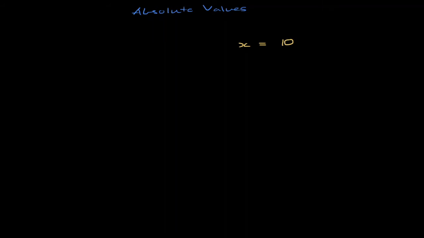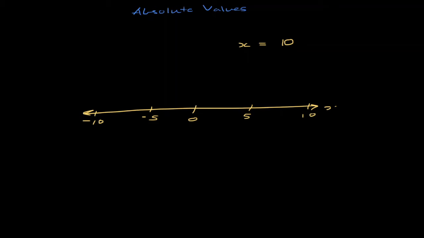And if you were to take the line graph of 10, so let's say this is 0, this is 5, and this is 10, and this is negative 5, and this is negative 10. So x, say this is x, x at 10 is how far away from 0. So x at 10 is 10 away from 0. That's what absolute value means. The absolute value is the distance of the value from 0.